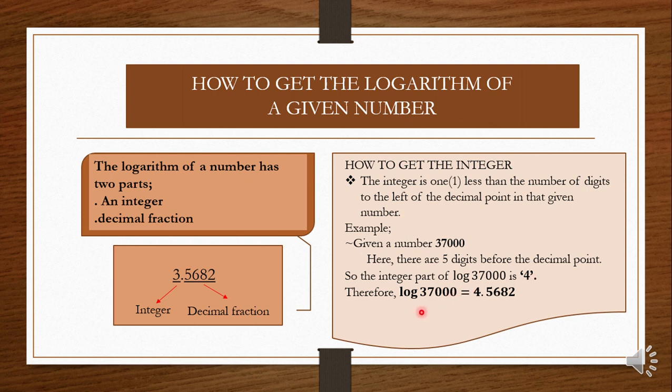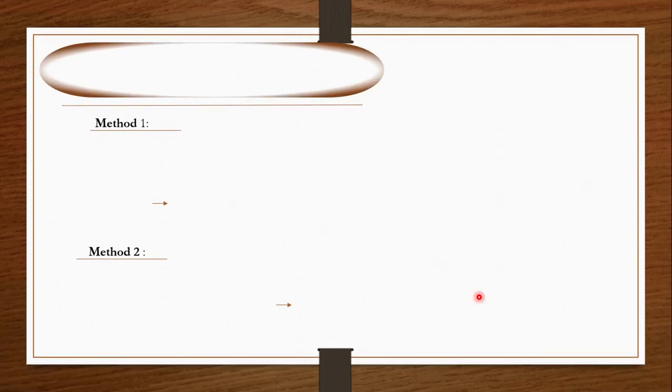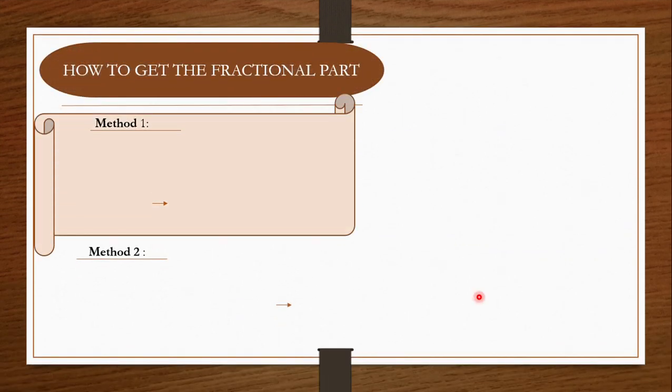So therefore, log 37,000 is 4.5682. This 5682 we got through the logarithm table. We have to check 37 under 0 difference 0, something like that. So we get to know how to get that part. Here we're talking about the integer part, that's the one before the decimal point. How to get that? Remember, it is 1 less than the number of digits to the left of the decimal point in that given number.